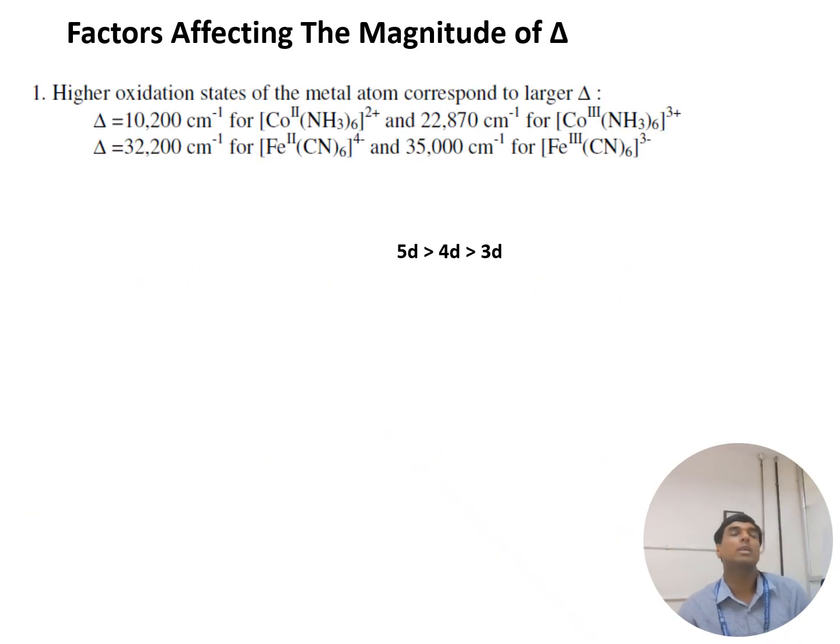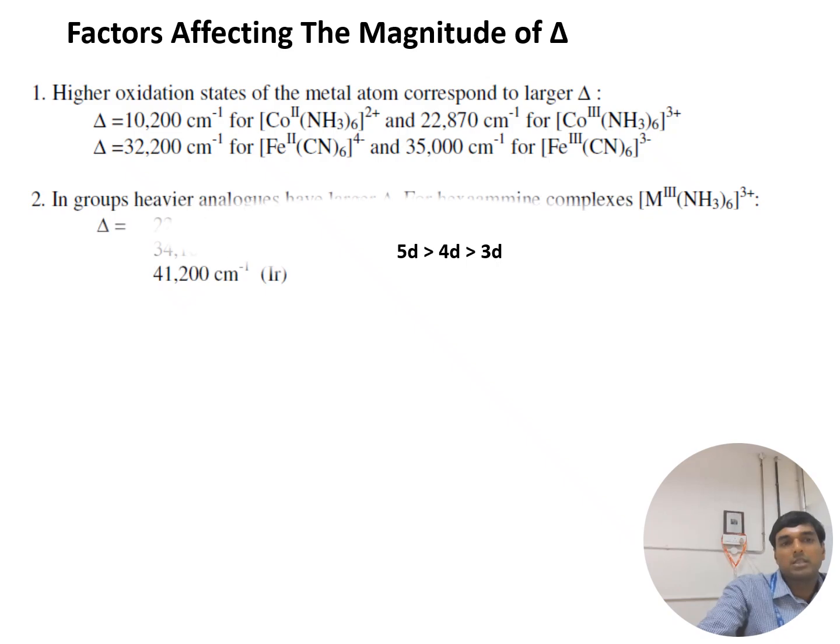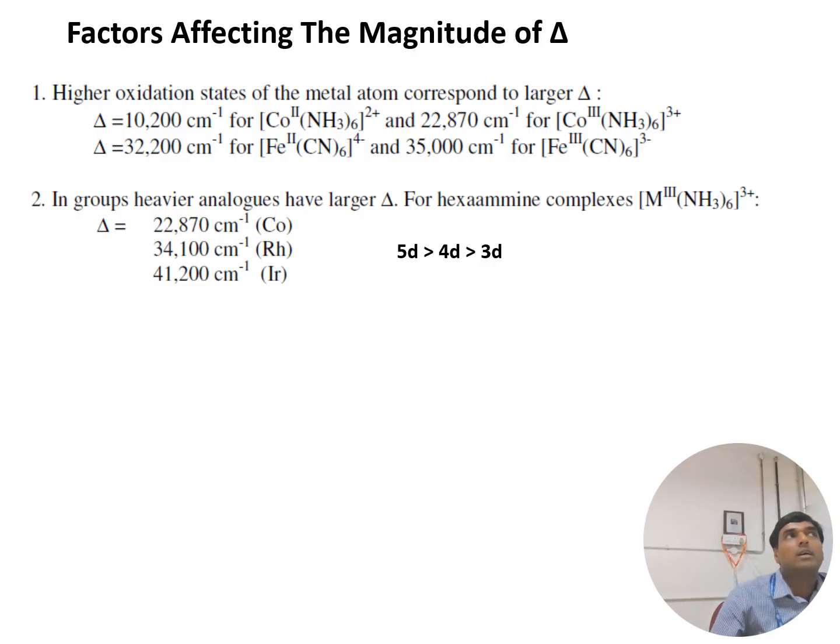So you can see the factors affecting the magnitude of crystal field stabilization energy. First of all, a higher oxidation state will have higher crystal field stabilization energy. In this case, iron 3 plus, cobalt 3 plus, cobalt 2 plus, and iron 2 plus. You can see iron 3 plus having the highest crystal field stabilization energy. Similarly, when you have group elements, a higher atomic number or higher d or f orbitals will have more crystal field stabilization energy. So iridium.